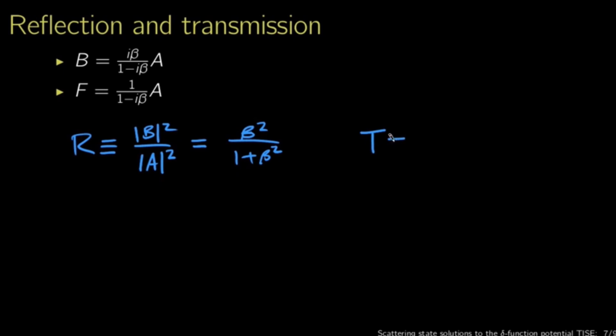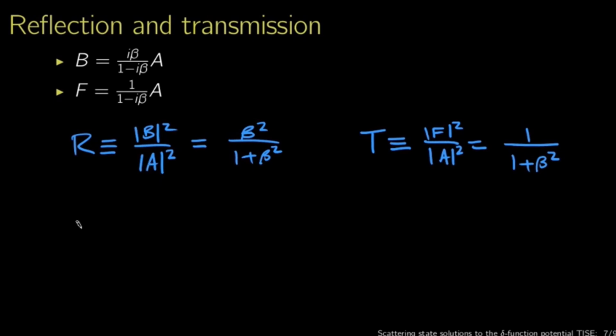Our transmission coefficient T, being defined by the squared magnitude of F over the squared magnitude of A, again, looks very similar to B, except we have 1 over 1 plus beta squared for the transmission coefficient. So these are our definitions of reflection and transmission coefficient in terms of ratios of probability amplitudes. If I send an amplitude A in, what is the fraction of particles that are going to scatter back, essentially, as represented by a ratio.